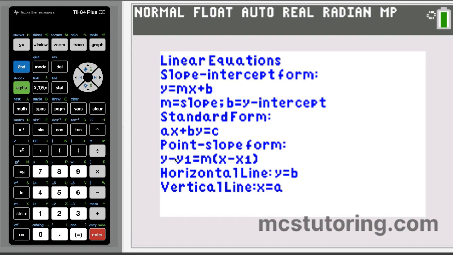And we have the point slope form, y minus y1 equals m times x minus x1. Again, m is slope, and then the x1, y1 is the coordinate of that one point you're given. And a horizontal line would be y equals b. An example of that would be like y equals 6. So that would be a horizontal line at y equals 6, and then vertical line, x equals a. That would be something like, say, x equals -3 would be a vertical line where a is -3.